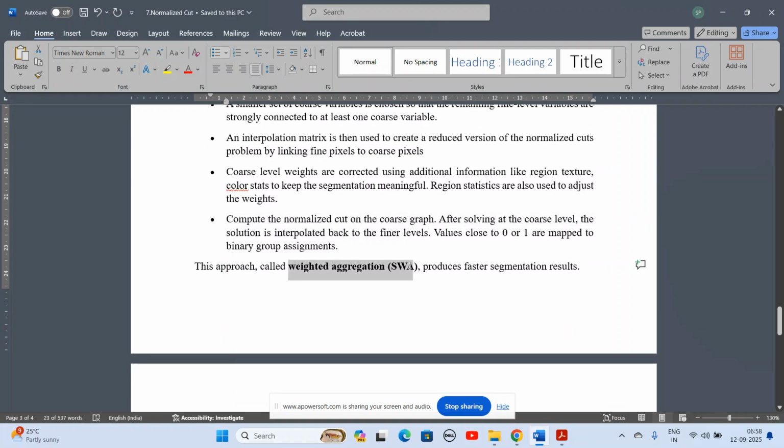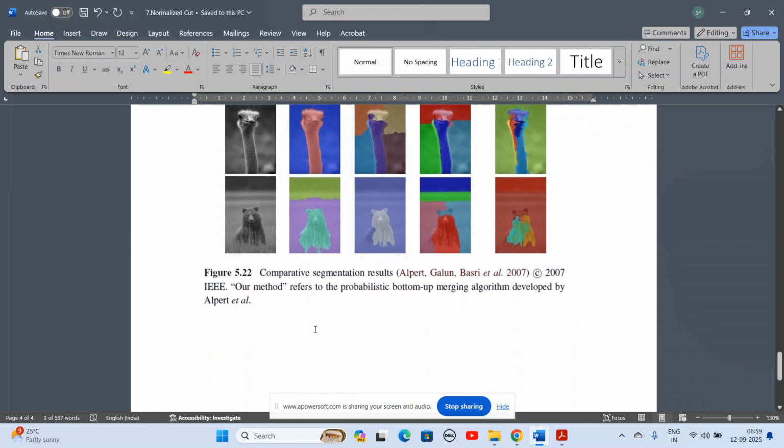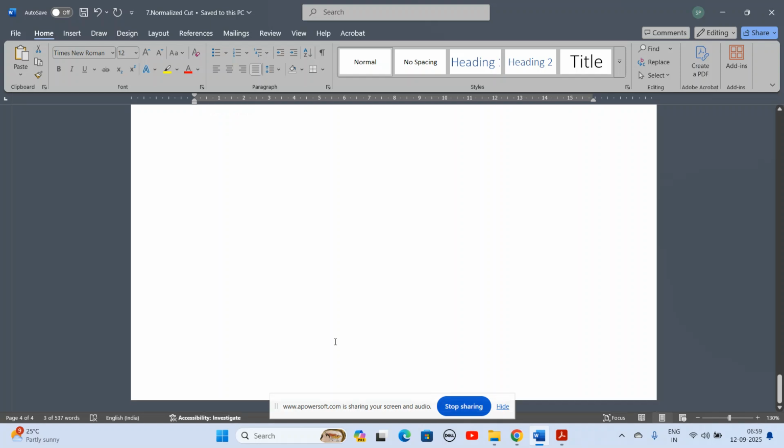This is the SWA technique. The comparison of multiple segmentation techniques is shown here: normalized cut, mean shift segmentation, and SWA segmentation, and SWA is more advanced than the others. Combining all these, we will get a better segmentation. So normalized cut is one of the techniques used to divide or segment the image.